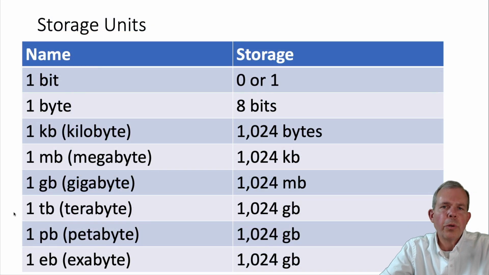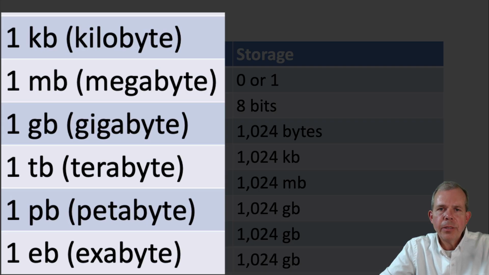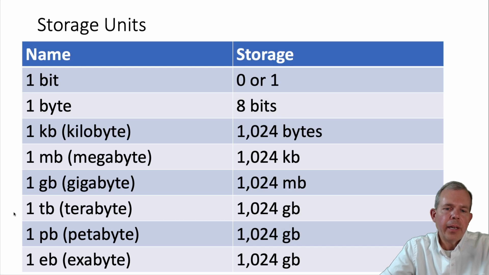Now let's talk about storage units that are in computer's memory or on their disk drive. So we start off with the smallest here, which is 1 bit. That's a 0 or 1. 1 byte is the value of 8 bits. And then you can see we jump into kilobytes then, which is 1024 bytes. 1 megabyte, 1 gigabyte, 1 terabyte, petabyte, and exabyte round off the title of all these different measurements.